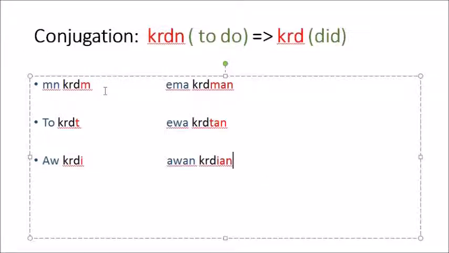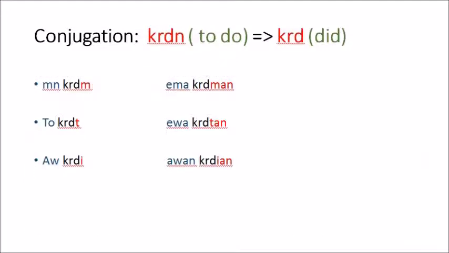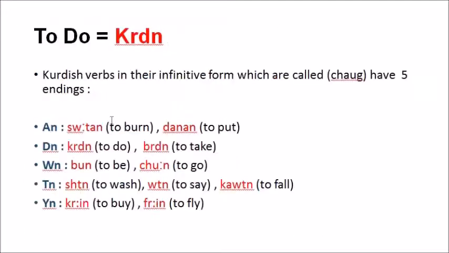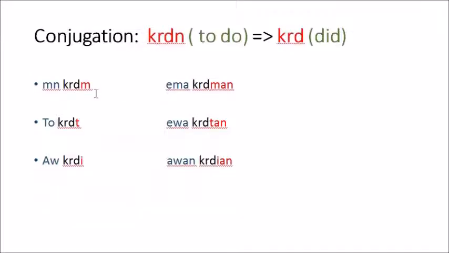So من كردم means I did. To krdit, you did. And if I change it to another verb, let's say sutan, which means to burn, and if I take the n away, it will be suta, meaning burnt. So if I say I burnt, I say من sutam, to sutait. At that time we have to add et, because at the end we have a vowel. Anyway, I will talk about that in the next lessons.